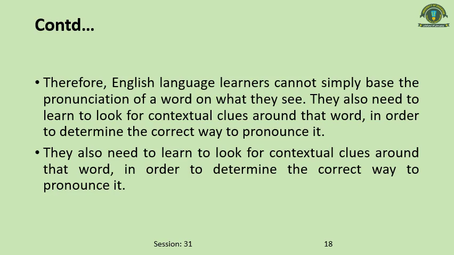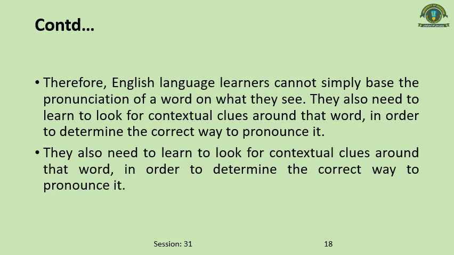So this is the line you must remember. I have written it twice. They also need to learn what? To look for contextual clues. The contextual clues are very important. Without understanding the context of the word, in what context that word has been used by the speaker. So this is the line you must remember because it's written twice. That the learners need to learn what? To look for contextual clues around that word.